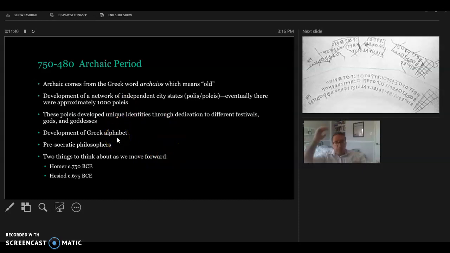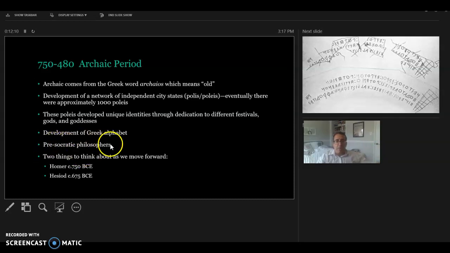This is where we get the development of the Greek alphabet. So we saw that cuneiform version earlier, Linear B as they call it. But now we get a much more definable alphabet. The development of these city-states led to different identities, right? Different city-states worshipped and emphasized different gods and goddesses, which is important. The different regions believed in or emphasized different gods and goddesses.